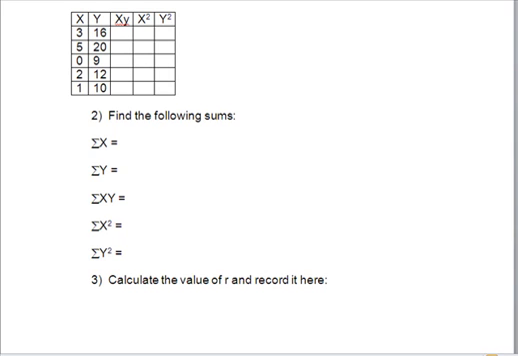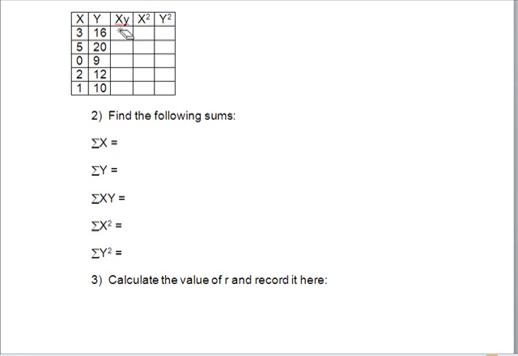Okay, I want to take a look at the lab on correlation and regression since a number of you made errors, and I want to go through this. X is representing the number of employees who were absent, and Y is representing the number of errors on the assembly line. I started your table and filled in the X and the Y columns, but we need to go ahead and fill in the remainder of the columns.